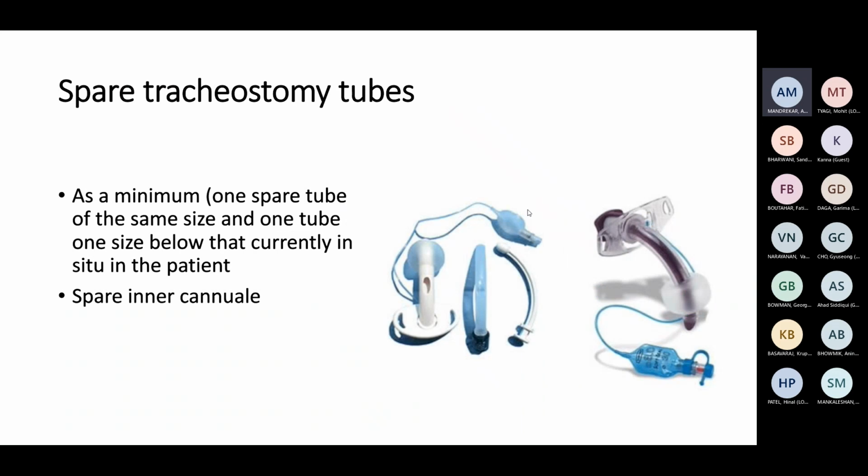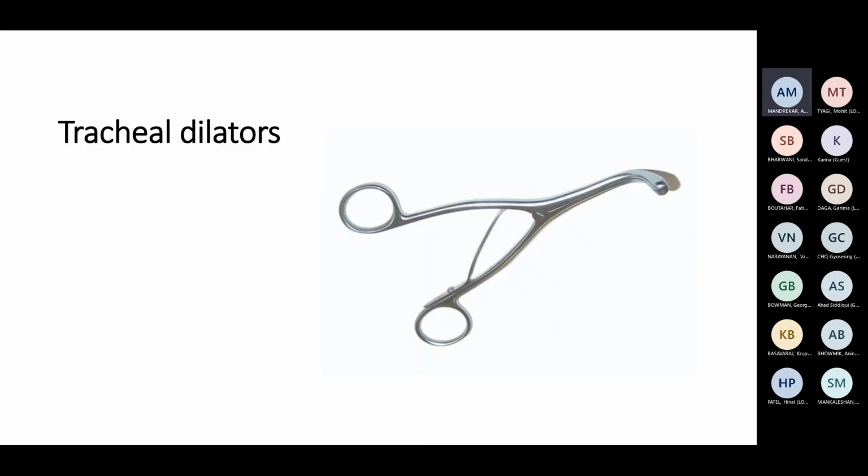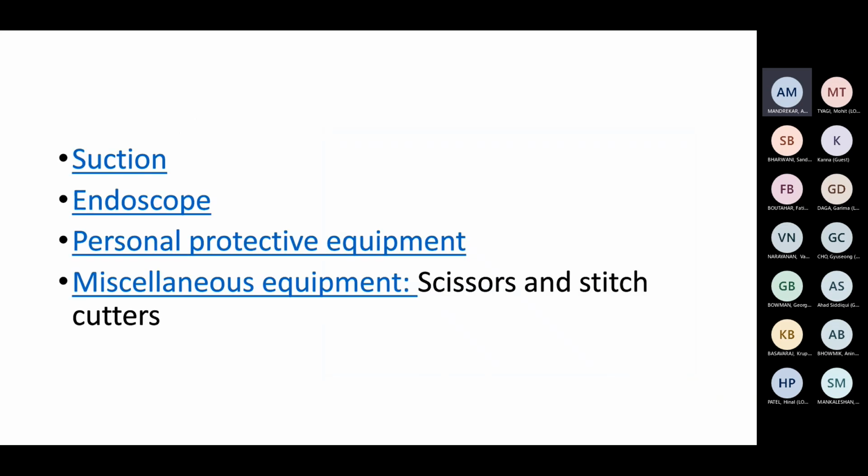So usually in this case, we have to have a spare tracheostomy tube. A minimum should be one spare tube of the same size and another one size below the size of the patient's tube, and also a spare inner cannula as well. Tracheal dilators, things like a suction machine, endoscope, PPE, and scissors and stitch.